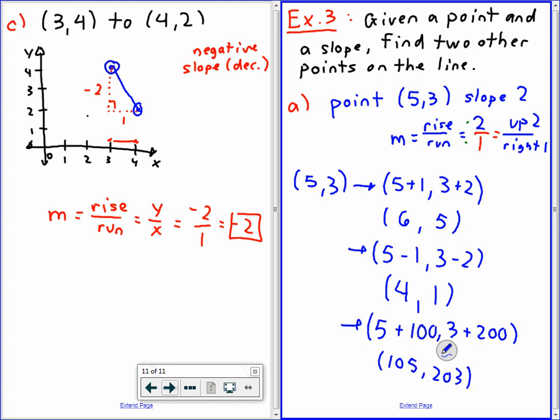Right, but the idea is any multiple. If you multiply this by something, you also have to multiply this by something, because think of equivalent fractions. 2 over 1 is like 4 over 2, so that'd be like going up 4, right 2, or 20 over 10, up 20, right 10, or 200 over 100.